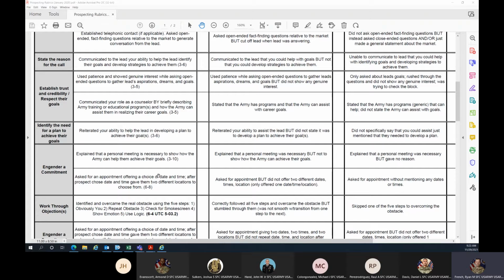So we have to give them a choice of date and time and two different locations. So the easiest way to do that is tomorrow or the day after, their house or the office, and then two different times. So with that being said, John, I have a meeting available tomorrow at 5 o'clock at the recruiting station, or I can meet you the following day at your house at 3 o'clock. Which one works for you? Right? So I just gave them two different dates, two different times, two different locations to choose from.